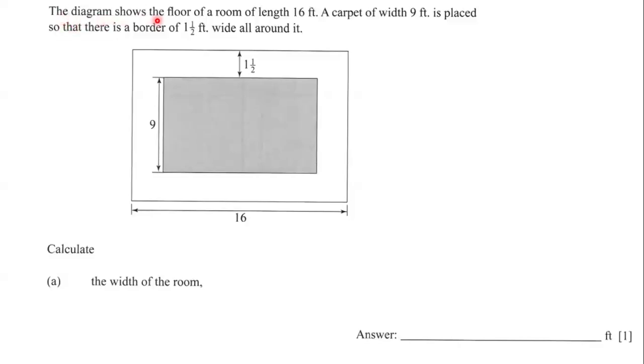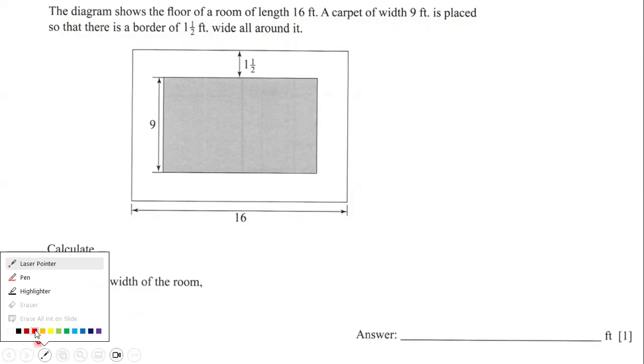The diagram shows the floor of a room of length 16 feet. A carpet of width 9 feet is placed so that there is a border of 1.5 feet wide all around it. Calculate the width of the room. We already know that the length of the room is 16 feet. Now our goal is to determine what is the width of the room.